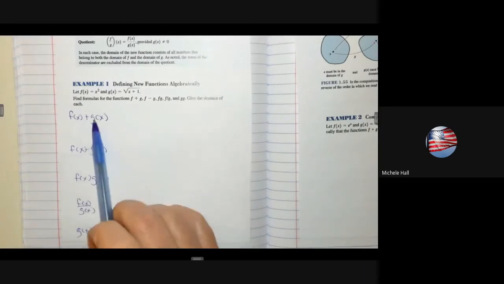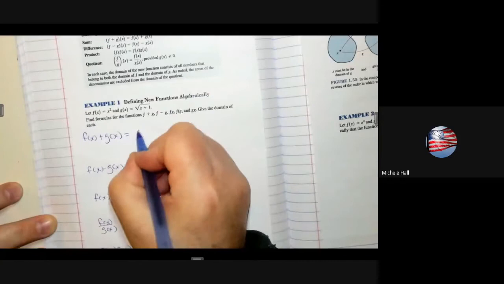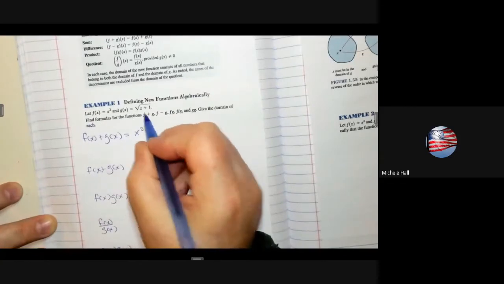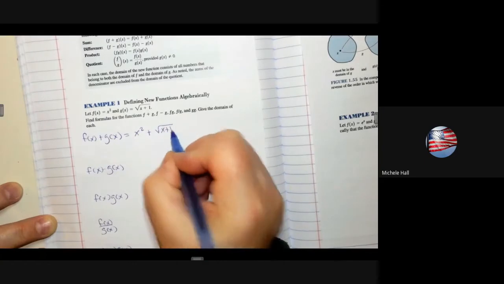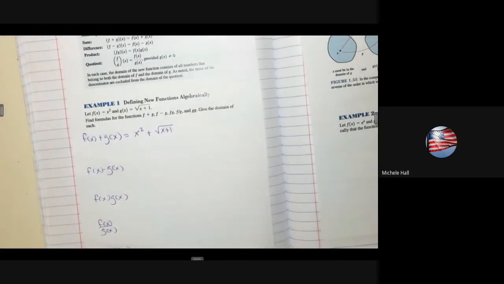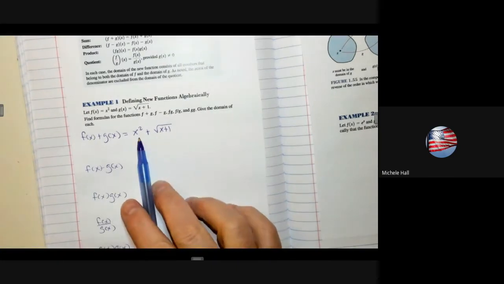All right, f of x plus g of x. So we have x squared plus the square root of x plus 1. That's all that I can do with that. I can't add that any more together. I can only add square roots with square roots and squares with squares.